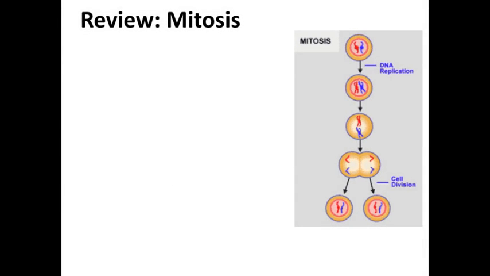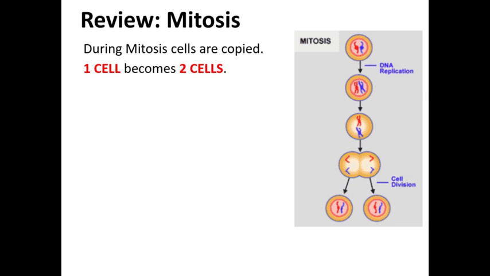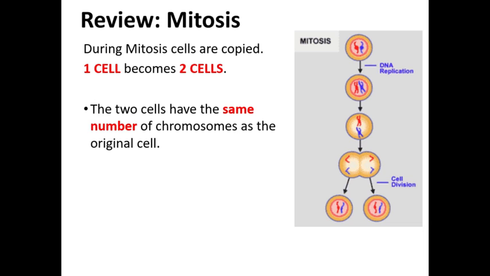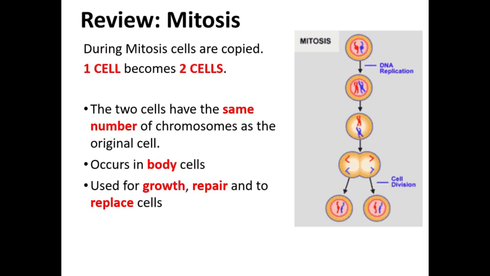Okay, so a review of mitosis. During mitosis, cells are copied. So one cell becomes two cells. The two cells have the same number of chromosomes as the original. So in humans, when you're making a copy of a skin cell, it's going to have 46 chromosomes. After mitosis, you will still have two cells, and they'll have 46 chromosomes. This occurs in all body cells. It's used for growth, repair, and to replace cells in your body.